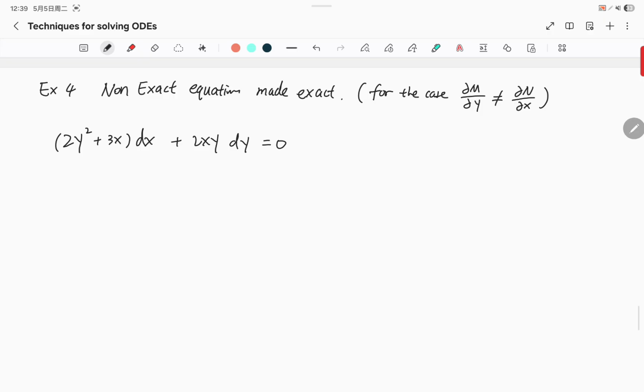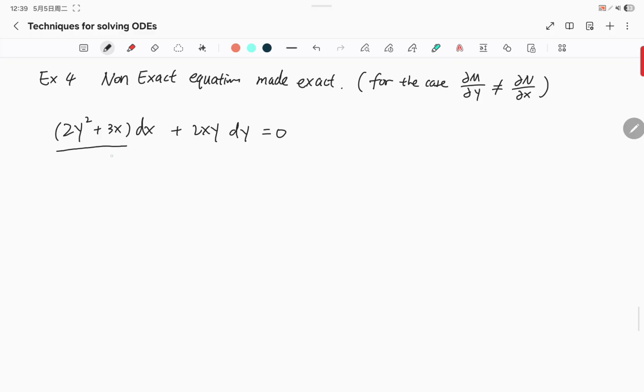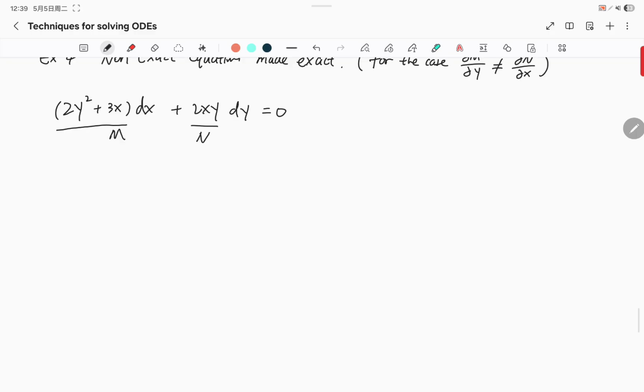If you look at this equation, your instinct is going to tell you that this might be solved using an exact equation, because it's something dx plus some other thing dy is equal to 0. So this is my M, and this is my N. Remember, originally M is before dx, N is before dy. Now, can we just solve using the exact equation technique? The answer is no, or we don't know yet, because you have to check if they are the same.